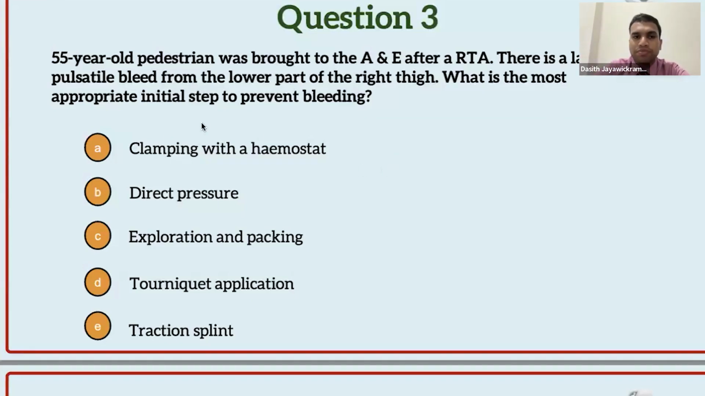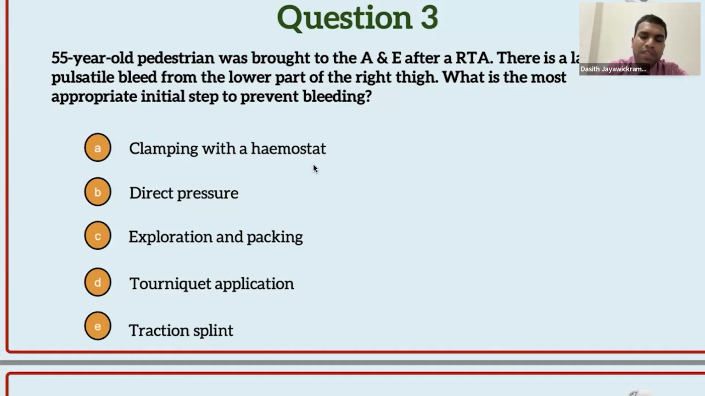Clamping with a hemostat. What is the problem with clamping with a hemostat? Because there's a large pulsatile bleeding. Somebody has answered. What is it? B. Kavidu Vijay Sundara, B. Yes, Kavidu, you are right. You are correct. Very good. So let us see why you are correct.